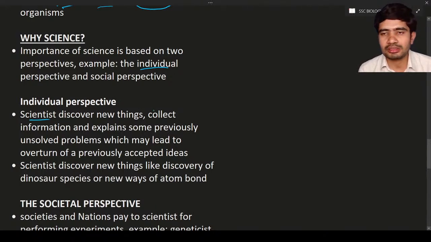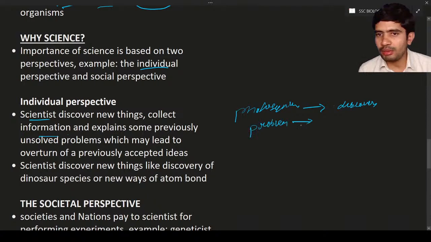Here the scientists discover new things, collect information, and explain previously unsolved problems. Let us consider the photosynthesis process. If something is not yet discovered, these scientists, by doing research, may discover the new thing. That is the individual perspective, and scientists put a lot of energy and patience into discovering and identifying these things. They also solve previously unsolved problems. For example, if some problem requires a solution, they solve it with the help of their scientific knowledge and information. This is another most important thing.